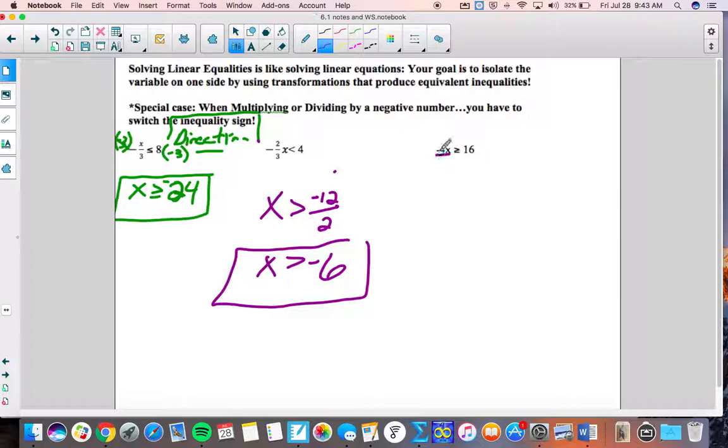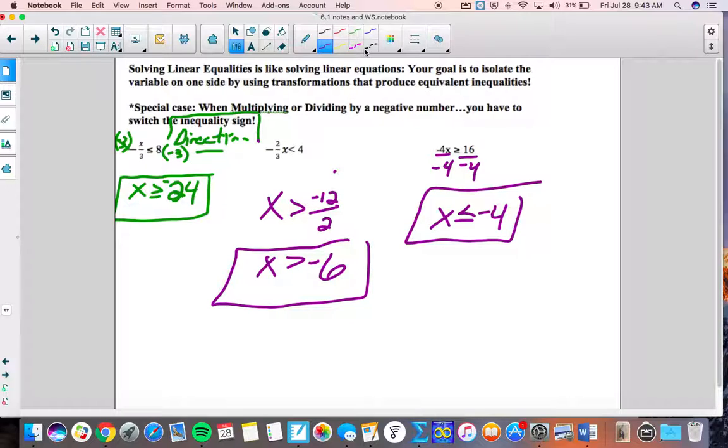Here, x is being multiplied by negative 4, so we'll divide by negative 4. So we get x is less than or equal to. So here the Pac-Man was eating to the left. We multiplied, or in this case we actually divided by a negative, so we have to switch the symbol. There's our solution.